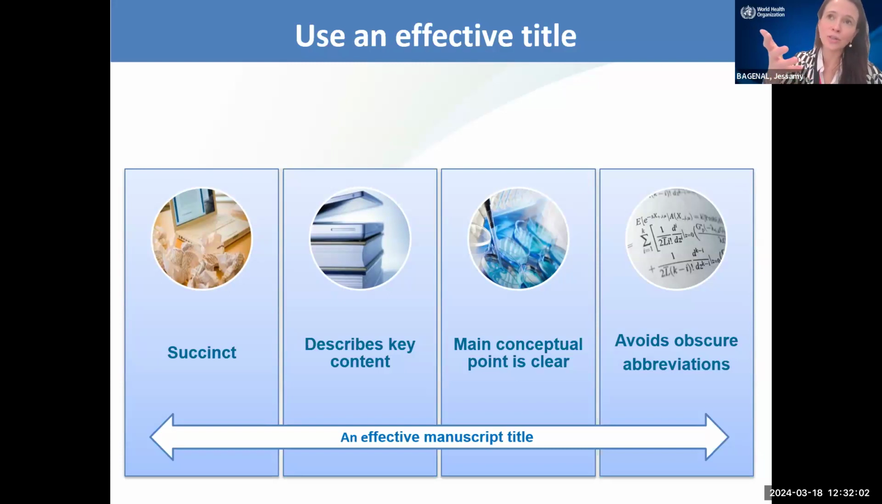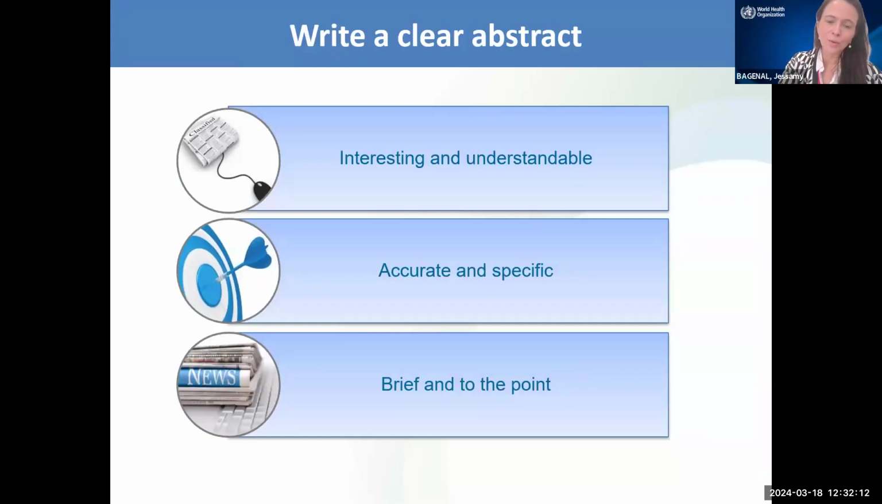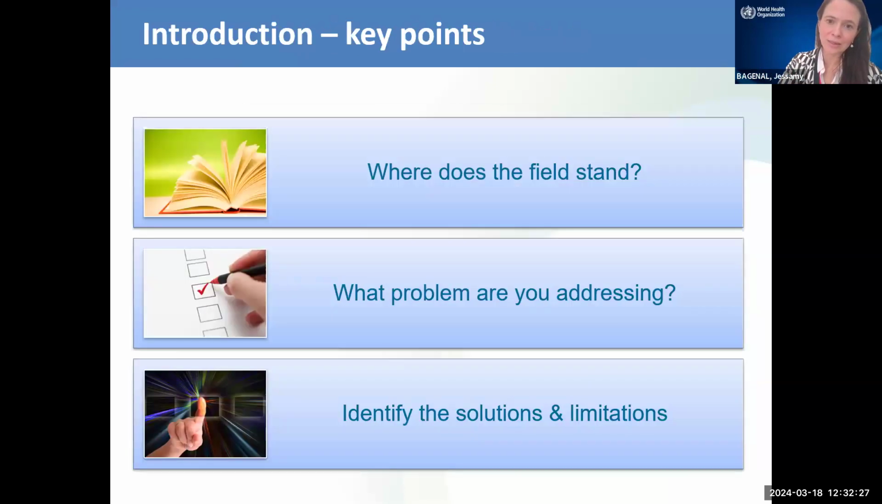You're trying to talk to a general practitioner who's living in Thailand. How can you convey your research to them in a way that they can understand? So when we're thinking about general principles, make it interesting and understandable, be accurate and specific, and be brief and to the point. It's very easy to ramble on, but it's better when you're succinct.